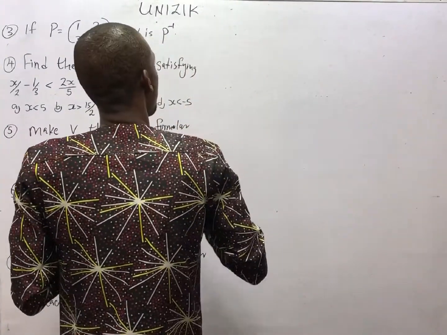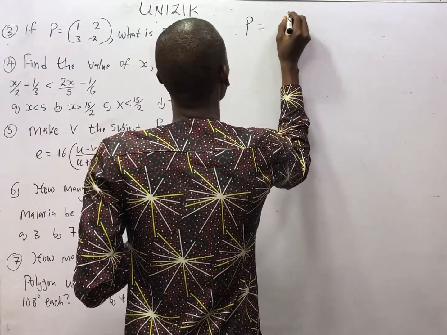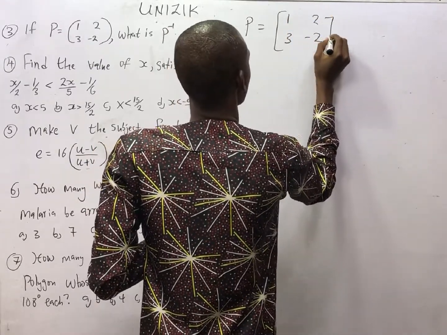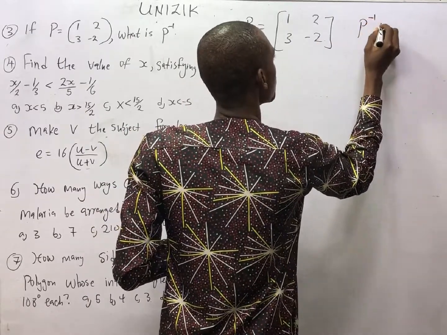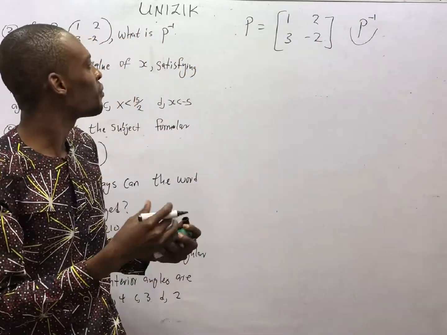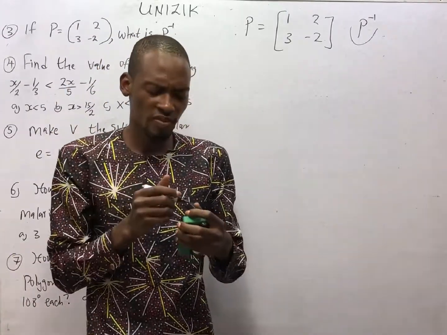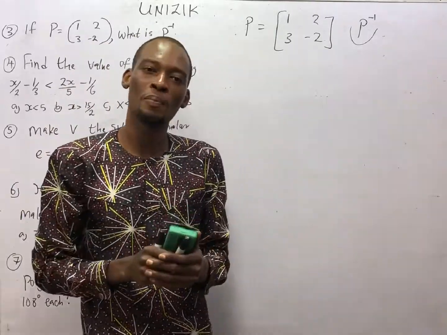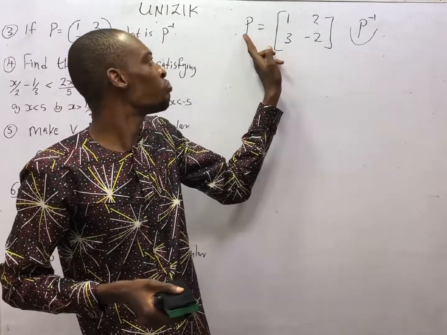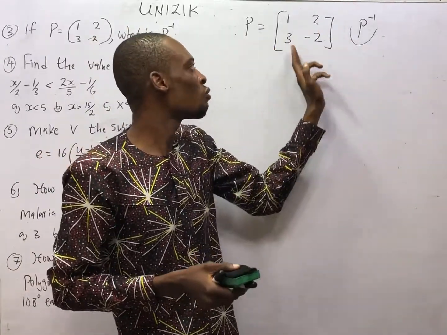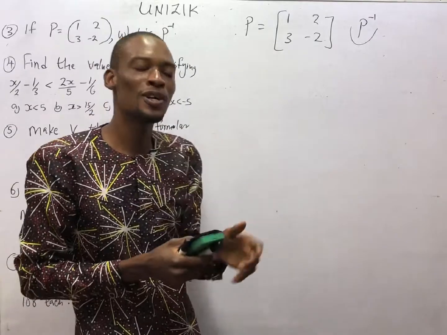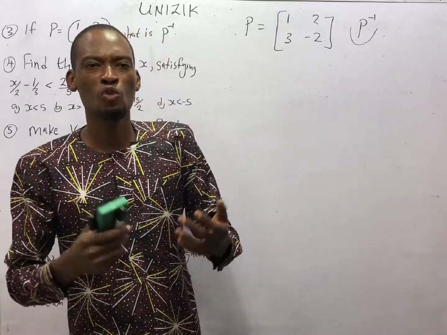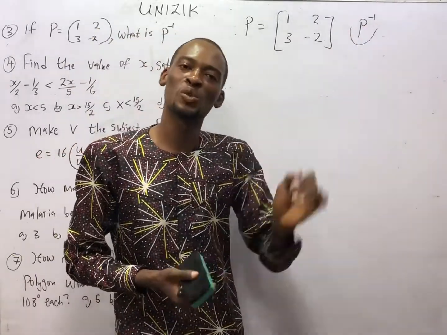If P equals 1, 2, 3, minus 2, what is P inverse? So this is under matrices and determinants. If this is the first time you are hearing about matrices, you are still welcome on board. Anytime you are given P equals something like this on the board with numbers, this is referred to as a matrix. So P equals this. We are asked to find P raised to the power of minus 1.